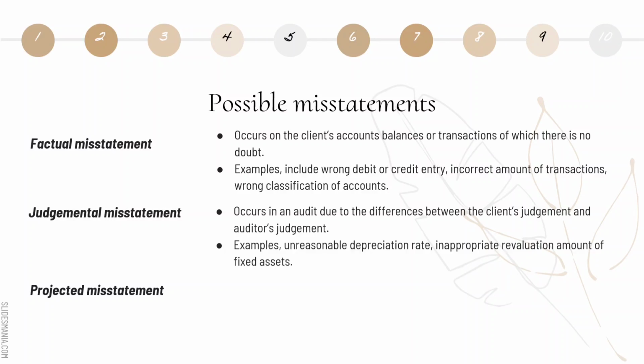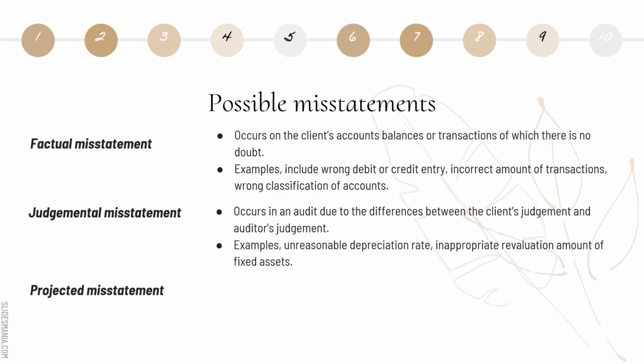Judgmental misstatement is a misstatement that occurs in an audit due to differences between the client's judgment and the auditor's judgment. These include accounting estimates and accounting policies on judgmental areas, where auditors consider them inappropriate. Examples include an unreasonable depreciation rate and an inappropriate revaluation amount of fixed assets.